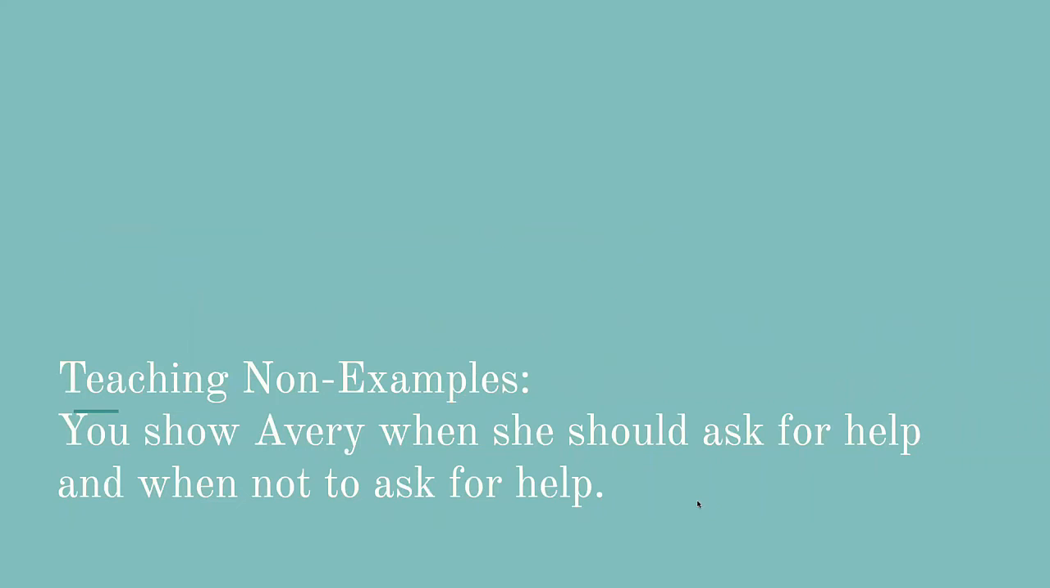Teaching non-examples. This is a funny one that I think everyone forgets. It's definitely one of the 7 primary ways to program for generalization. But again, I don't think we always remember it. So it's exactly what it sounds like, teaching non-examples, or it's referred to as teaching negative examples too. It's twofold. First, it's teaching the learner when to engage in the behavior and when not to. So when it's appropriate and when it's not appropriate.